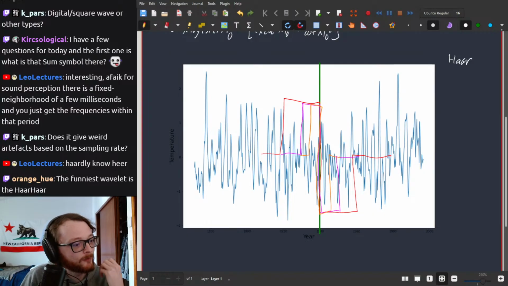For sound perception, there's a fixed neighborhood of a few milliseconds, and you get just frequencies in that period. Interesting. The funniest wavelet is the Har Har.